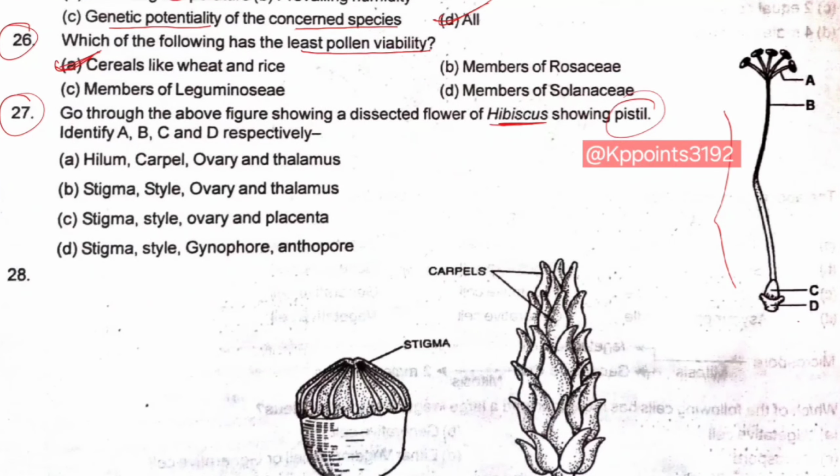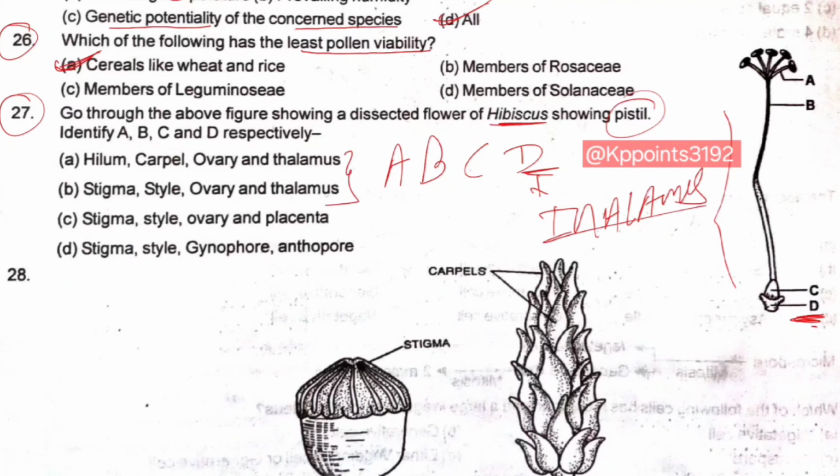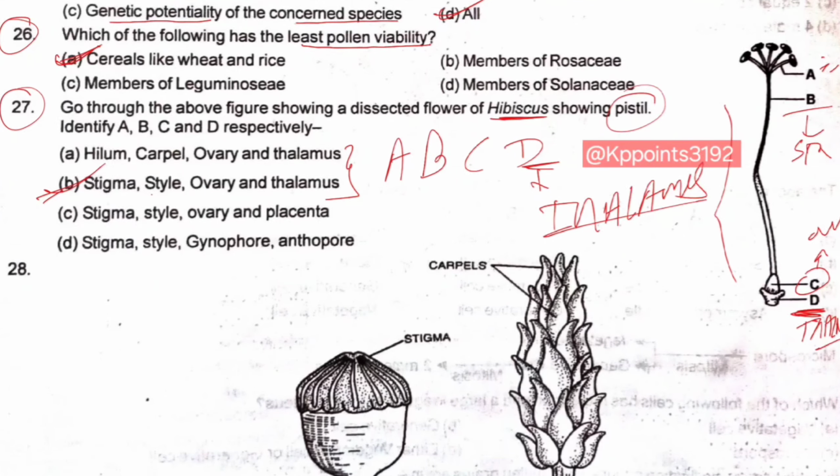So D is the thalamus. Yes, all are placed on the thalamus. So the answer is A or B. C is the ovary and B is the style. A, B. Answer is B. Clear? Like A is stigma, B is style, C is ovary and D is thalamus. Clear? Now question number 28.